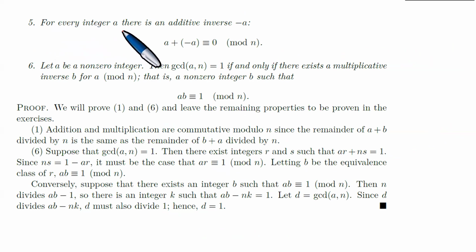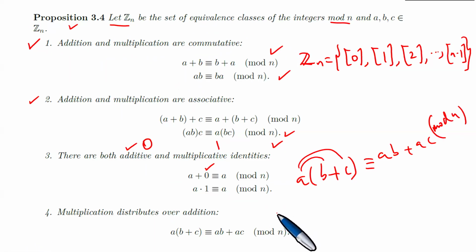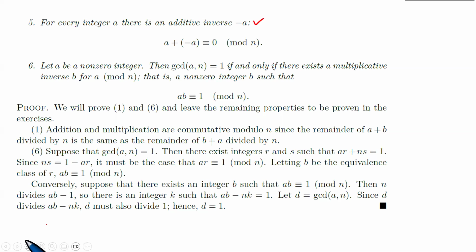Property 5. For any integer a, there is an additive inverse, minus a. This is written in order, because for us to get the inverse, we must first have the identities. We must first have the additive identity and also the multiplicative identity. And then if we have the identities, we can speak of inverses. So the additive inverse of a is minus a, and therefore a minus a is obviously equivalent to 0 modulo n.